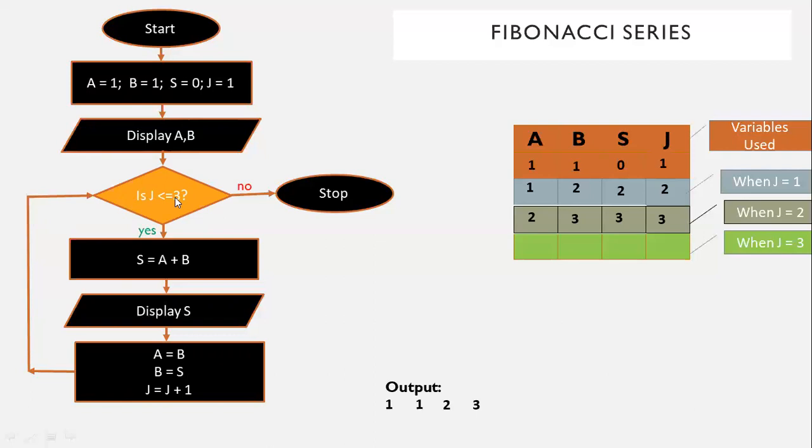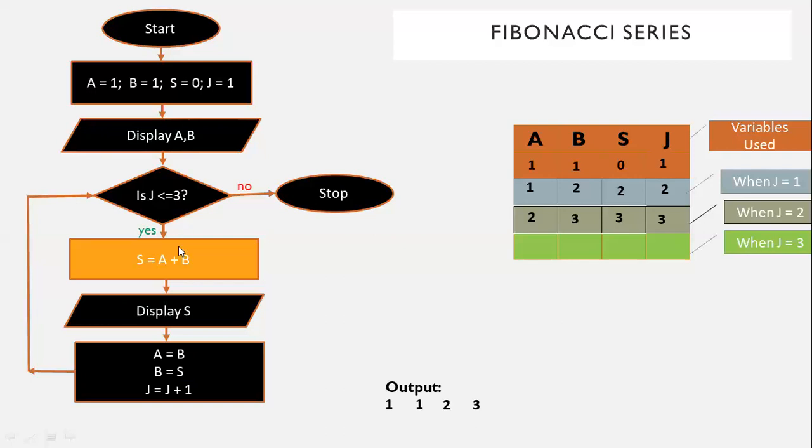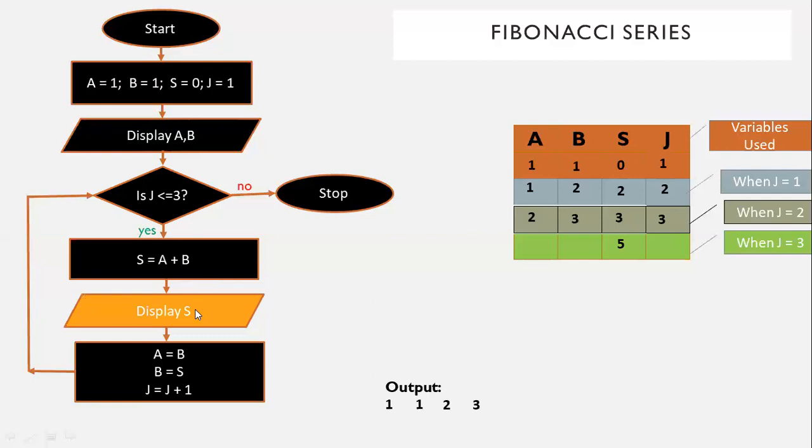But as you can see there, the less than or equals to operator is there. So the value of J is not less than 3, but it is equals to 3. So that means this condition is satisfied. So for the value of J equals to 3, the condition is satisfied, and again we move downwards. Now S is equals to A plus B. So the new value of S is going to be 5, and then display S, it will be printed in the output. Now you have to pay attention over here.